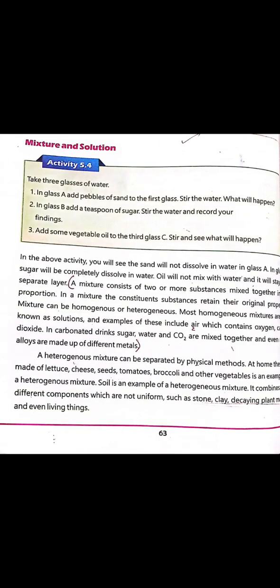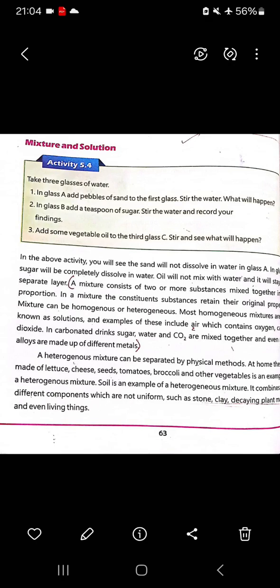Now, what is a heterogeneous mixture? A heterogeneous mixture is a mixture in which the substances do not completely dissolve in each other. In a heterogeneous mixture, the substances can be easily separated from each other by physical methods, for example, evaporation, sublimation, condensation.